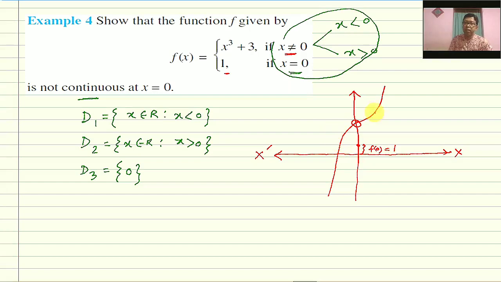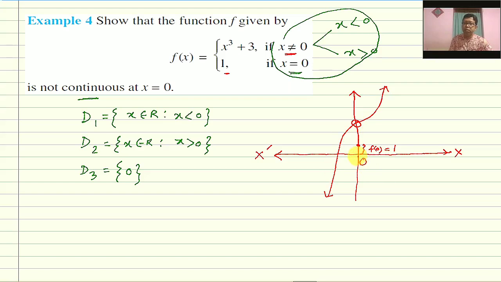So carefully watch, the function can be drawn, but you have to lift your pen here at the point 0, 3. You have to lift the pen, and after then you can draw this one, but before that you can draw a point here. Okay, so since you have to lift the pen, the function is discontinuous at the point x is equal to 0.